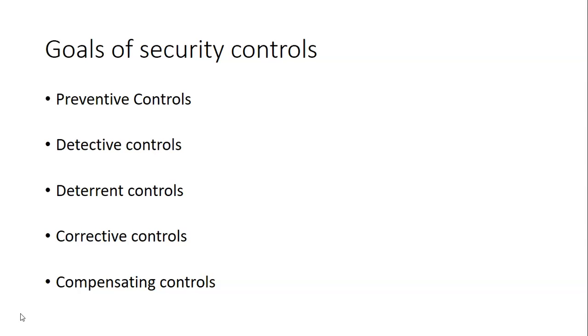Aside from that, we have what's called compensating controls. Compensating controls are normally used where a particular control is not enough or not present, where the original intended control is not present or is not sufficient. So I'll give a very practical example.